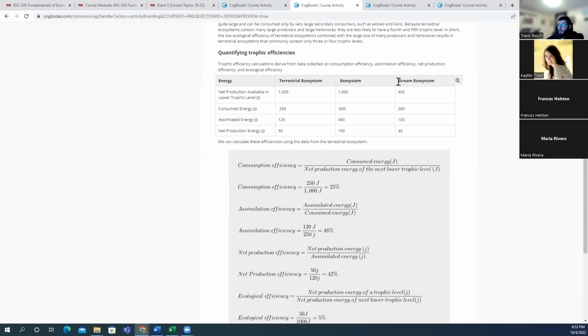By third column, do we mean the stream ecosystem column? It depends on the question, right? If this one just said compare the terrestrial ecosystem with ecosystem, I'm not sure why they call it just ecosystem, then the third column wouldn't matter. But if it said compare all 3 ecosystems, then it would. So again, that's one where you have to pay attention to the question. Are you comparing all 3? Are you just comparing 2 of them? Take your time, read through it, and double check that you answered the question that's being posed.